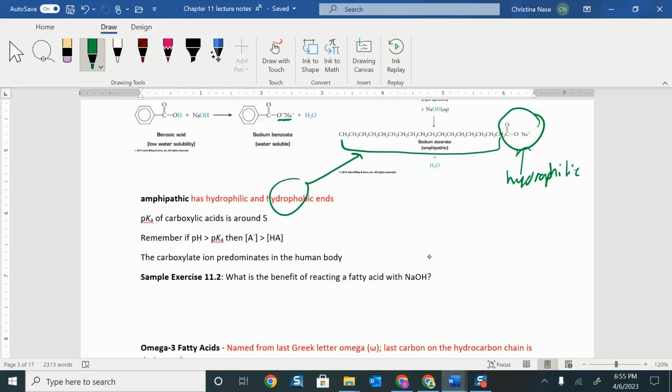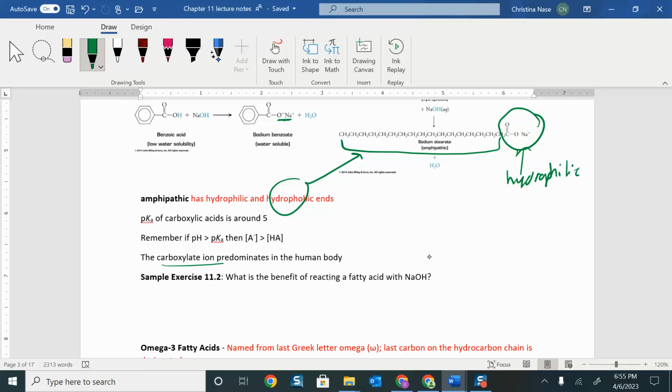So in the human body, the physiological pH in our blood is around neutral. It's slightly basic, but mostly neutral. So under those conditions, these fatty acids are going to be in their carboxylate, so in their basic form, which is great because it makes it more soluble.